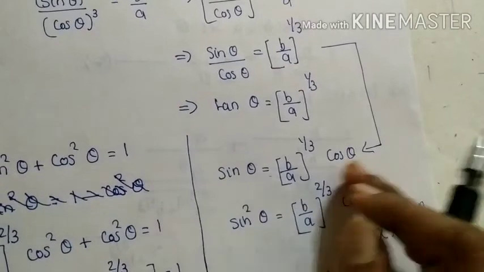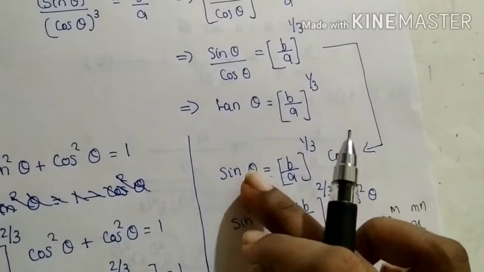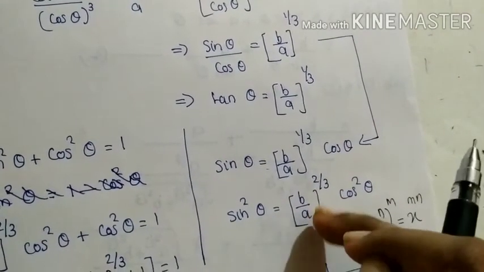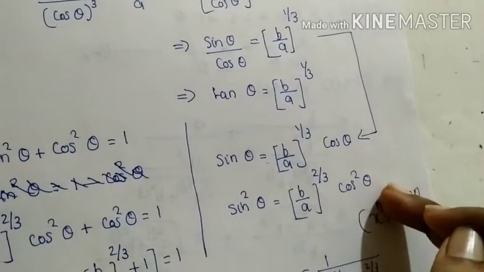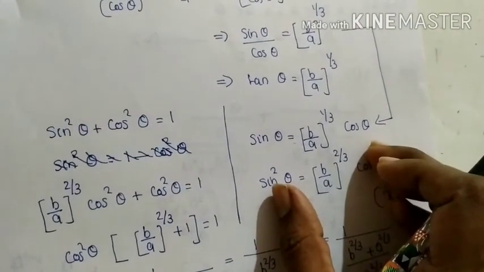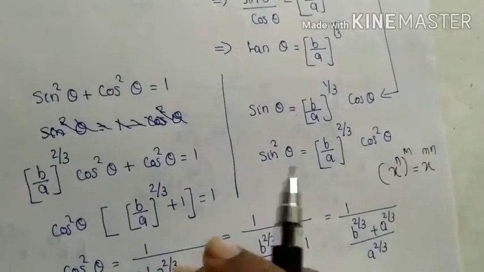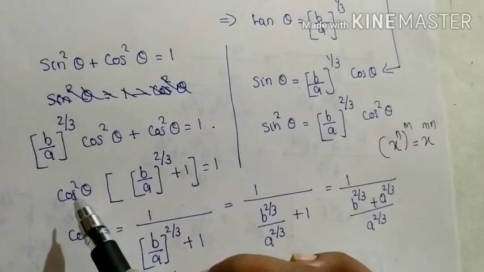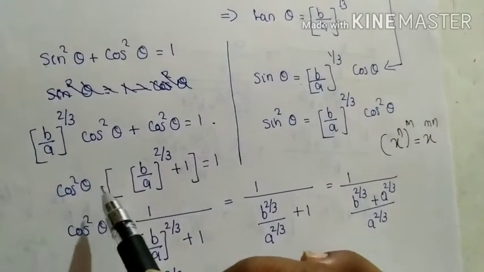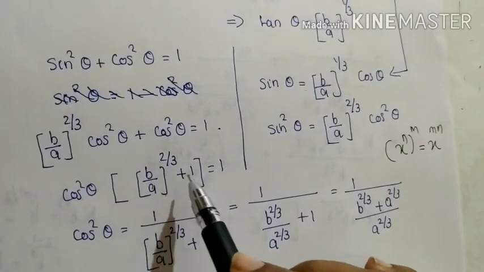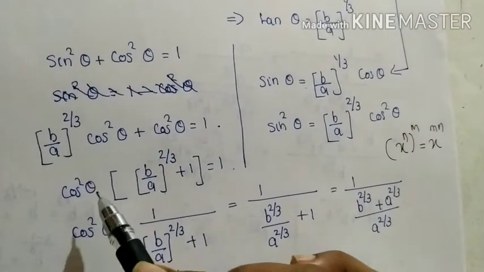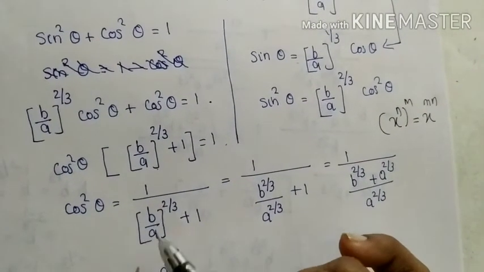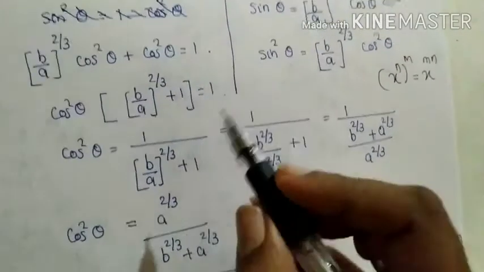Here, squaring on both sides, it will become sin square theta equal to (b by a) whole raised to 2 by 3 and cos square theta. Okay, so substituting the value of sin square theta here, we get this step, and taking this cos square theta outside, we get cos square theta into ((b by a) whole raised to 2 by 3 plus 1) equal to 1, and from this cos square theta equal to 1 divided by ((b by a) whole raised to 2 by 3 plus 1).